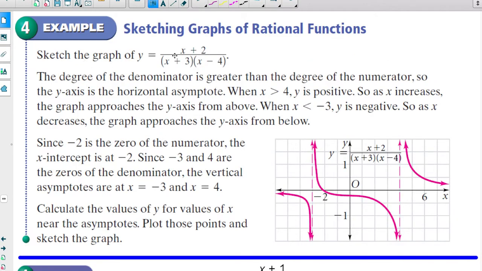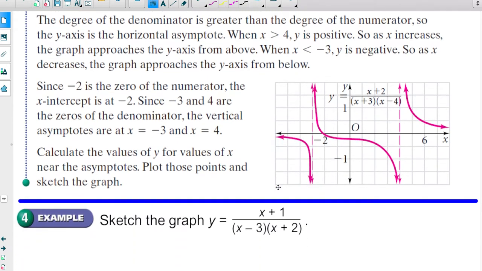All right, so the directions tell us to sketch the graph of y equals x plus 2 over x plus 3, x minus 4. We know that the vertical asymptotes are going to be at x is negative 3 and x is 4. You can see that those have been sketched. But now we need to figure out what to do from there on. Basically, this area is x less than negative 3, and this area is x greater than 4.